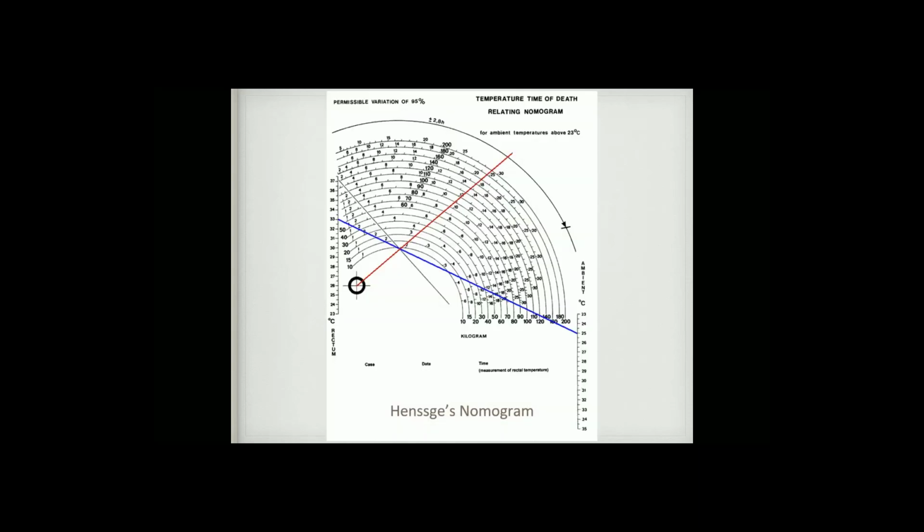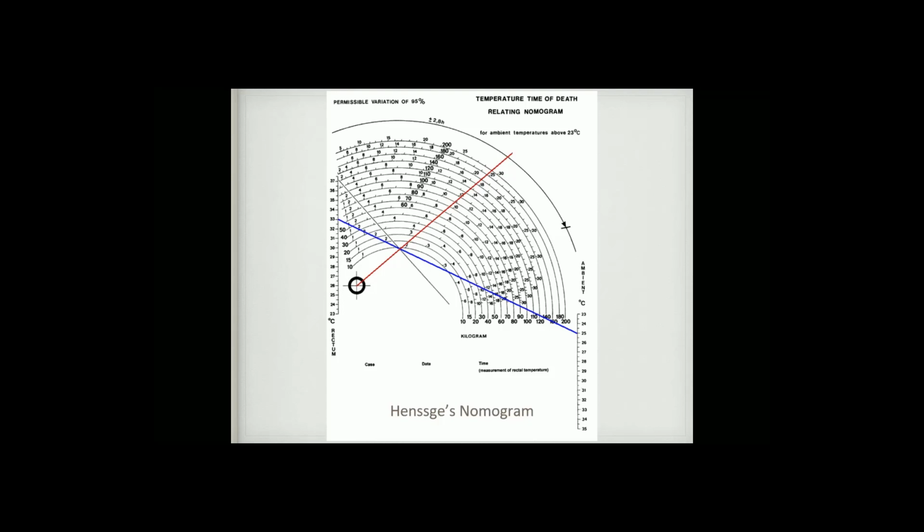To use a nomogram, a line is first drawn to connect the current rectal temperature to the ambient temperature. In this example, you can see it as the blue line. Another line, which will be the red line, is drawn from the circle on the left with the crosshairs to where the blue line intersects the pre-printed black line.